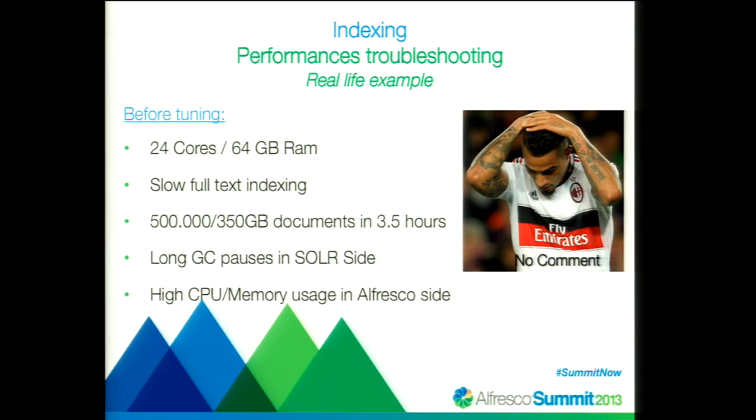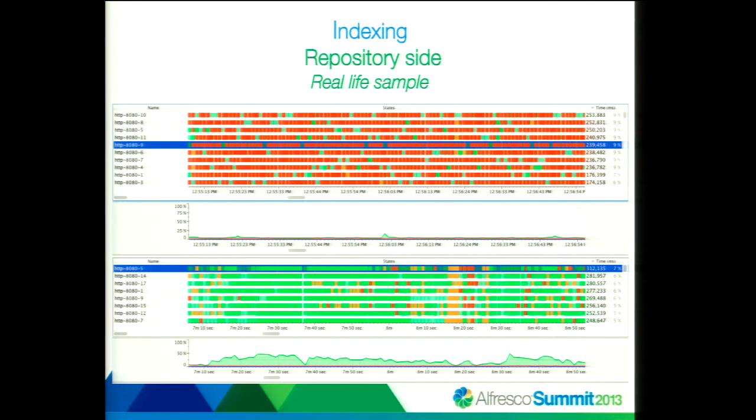This is an example of a customer that is using a 24-core machine, 64 gigabytes of RAM, which is physical hardware, and they were suffering from slow indexing for full text indexing, about 500,000 documents, 50 gigabytes of data, all indexed in full text, and it takes 3.5 hours with long GC pauses on the SOLR side and high CPU and memory on the Alfresco side. So while profiling, the first picture is for the Alfresco side during the indexing.